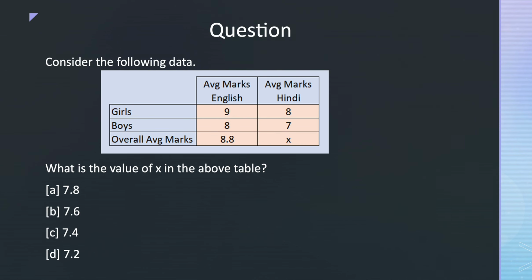This is the question that we are going to discuss today. We are given some data here: the average marks in English for girls, for boys, and the overall average marks in English. And similarly, we are given the average marks in Hindi for girls and boys, and we are asked to find out X, the overall average marks in Hindi. What is the value of X? Is it 7.8, 7.6, 7.4 or 7.2?